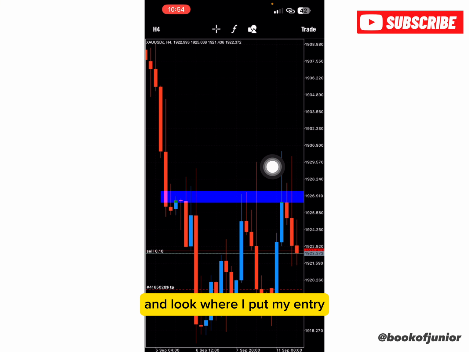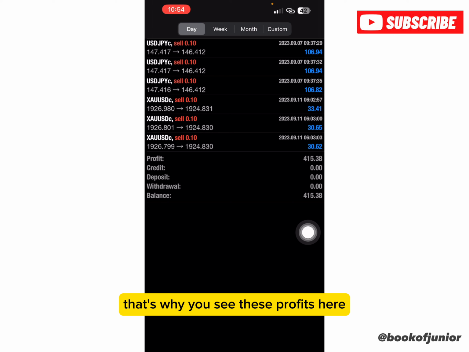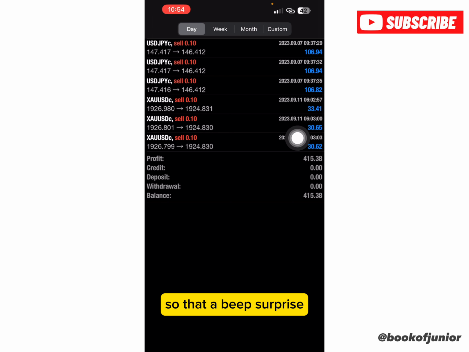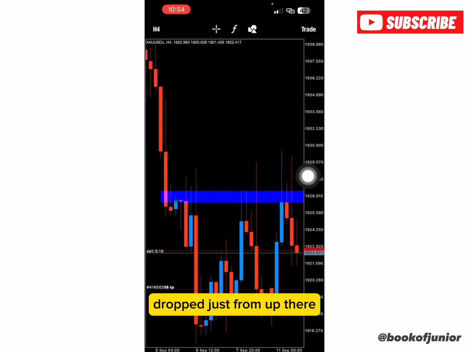And look where I put my entry. I put it up here. I put my stop loss above there. And price just dropped. That's why you see these profits here for gold. These ones, 30 pips. Price dropped from up there to somewhere in the middle here, and I was already out with profits on my huge account.